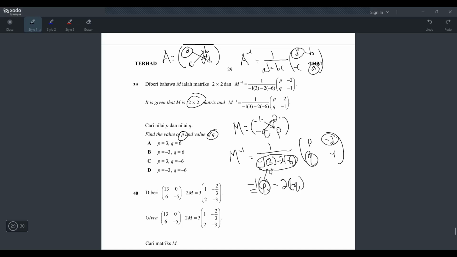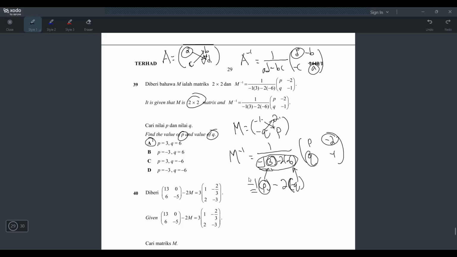So what is your P? Your P is 3. And then negative 2, negative 2. So what is your Q? Q will be 6. So P is 3, Q is 6. The answer is A. Okay, some students will get confused here. They will say, hey, sir, Q is negative 6. Hey, no. Look carefully. Negative Q is negative 6.